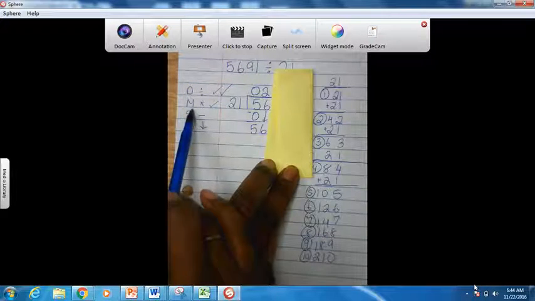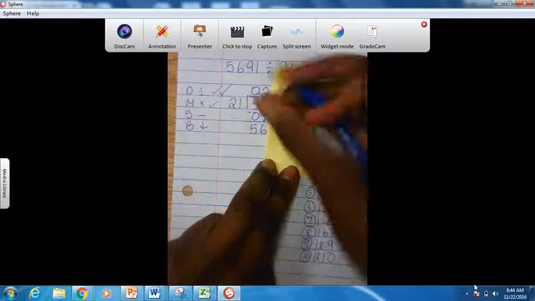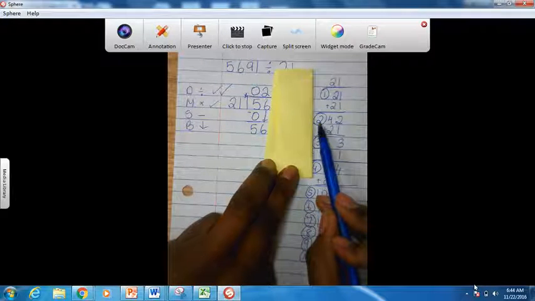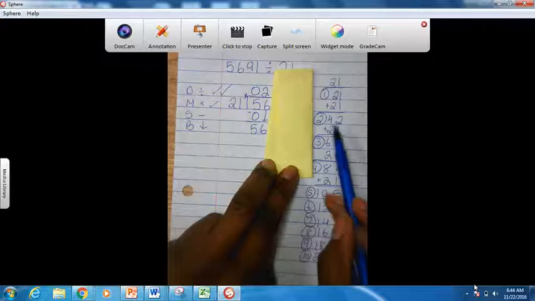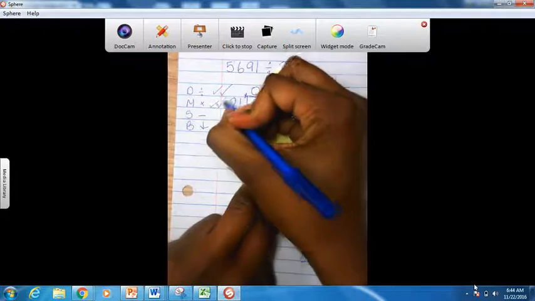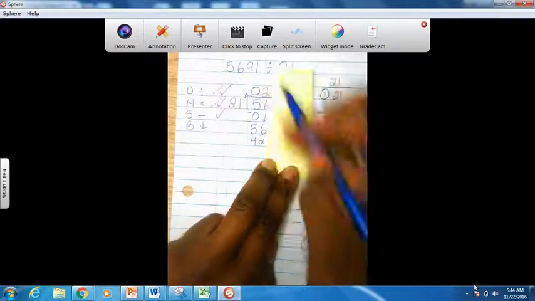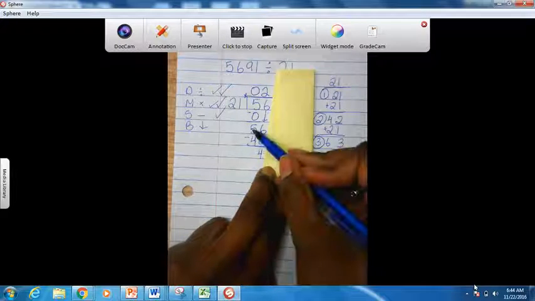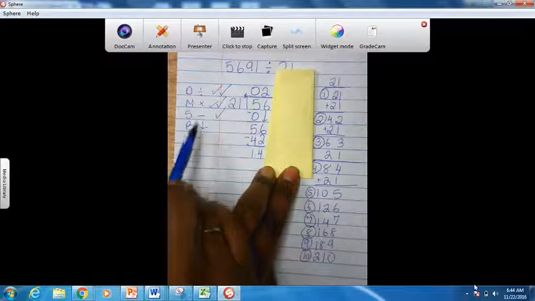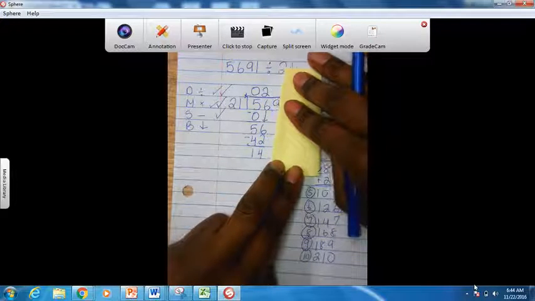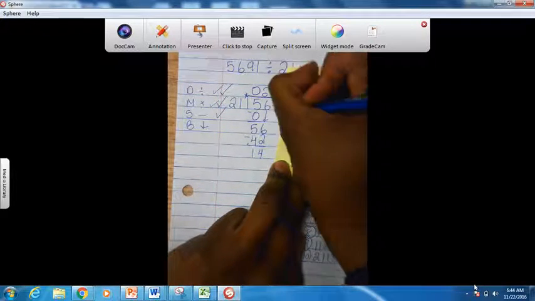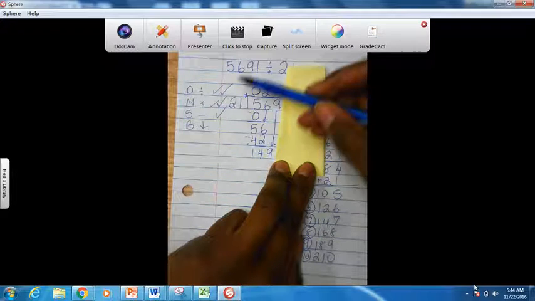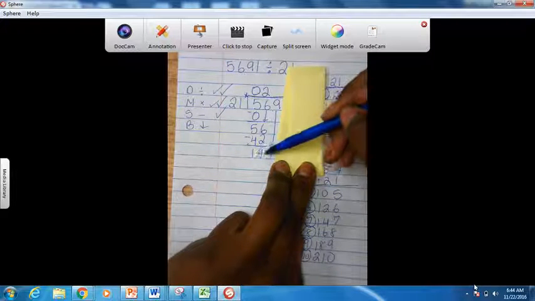Now we need to multiply. Well, what is 21 times 2? We've already done the hard work. 21 times 2 is 42. Next, we subtract. 6 minus 2 is 4. 5 minus 4 is 1. Our next step is to bring down. So I'm going to bring down the next digit, only one digit at a time. Now it's asking us how many times does 21 go into 149.